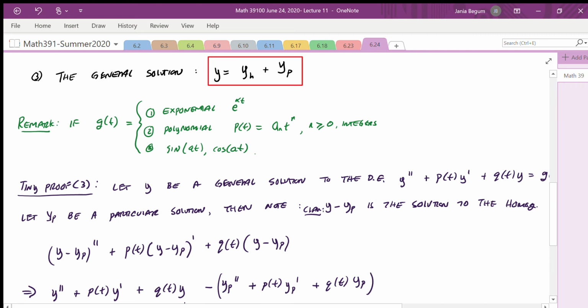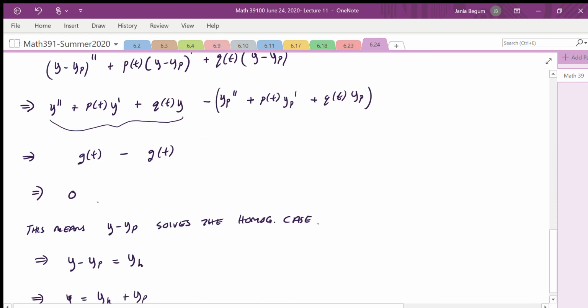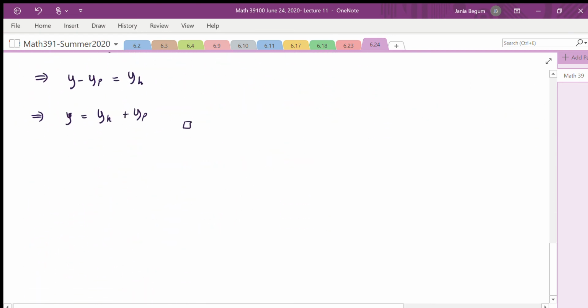Okay? All right. Now let me show you how this method works with a couple of examples, and then we will write down a general step for undetermined coefficients. Any questions so far?